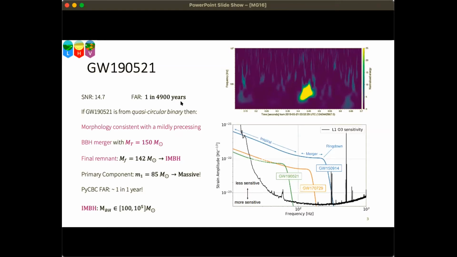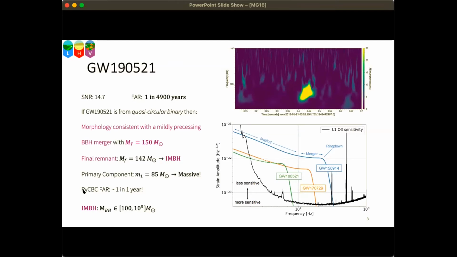If you assume that the signal is from a quasi-circular binary, then its morphology is consistent with a mildly precessing quasi-circular binary black hole merger that left behind a remnant of 142 suns. And this makes the remnant the first confidently detected intermediate mass black hole system. By the way, an intermediate mass black hole is a black hole with masses between 100 and 1 lakh suns, I mean 100,000 suns. The values quoted here are those from a generic transient search, which to date is best equipped at detecting gravitational wave burst signals such as this.